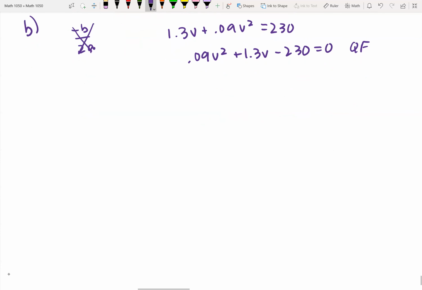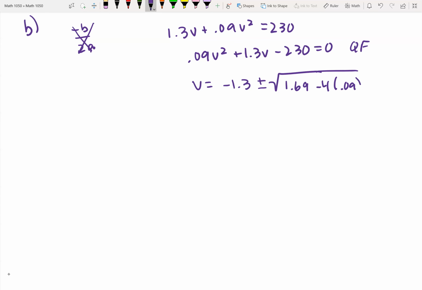Okay, so let's do the quadratic formula. You go v equals negative 1.3 plus or minus the square root of 1.3 squared. Now, I'm so sorry, but I don't have a calculator with me. I just have my phone calculator, so it's going to be kind of hard for me to do this. So it's 1.69 minus 4 times 0.09 times c, which is negative 230, all over 2 times 0.09.